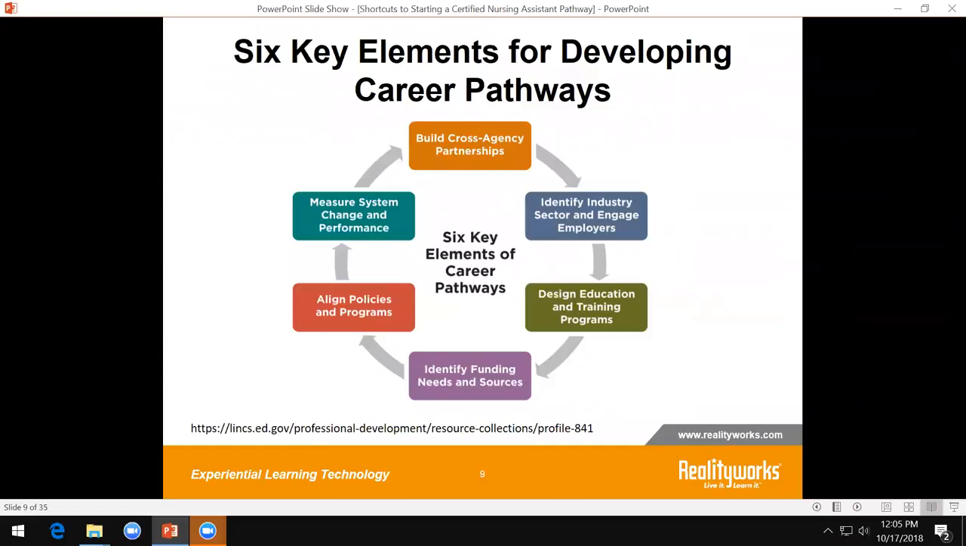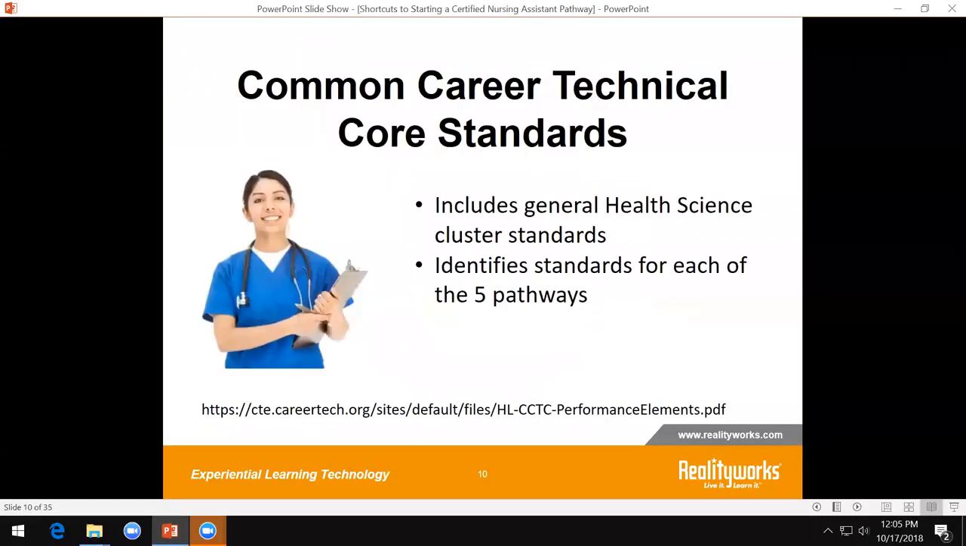And then how are you going to measure performance and know if your students are learning what they should. So as we go through the rest of the webinar, we're going to think about these 6 key elements and consider how you could use them to guide the development of any health science career pathway, especially the Certified Nursing Assistant pathway.